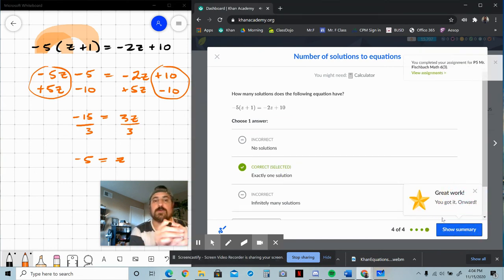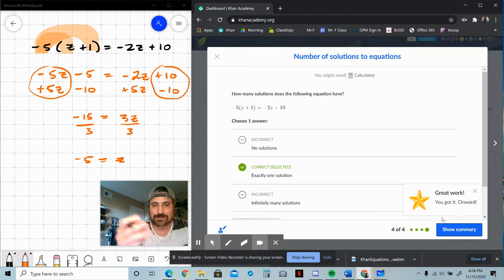So remember, if the variable goes away in the process of solving, and you look for the true statement, it's infinitely many. If the variable goes away in the process of solving and you're left with a false statement, then it's no solution. And if the variable does not go away in this situation where you don't have any exponents and stuff, it's always going to be one solution.